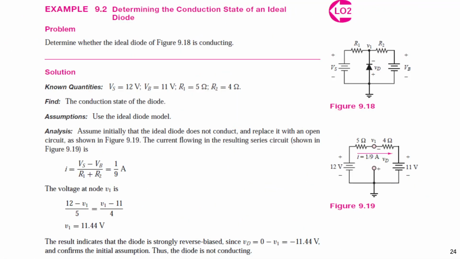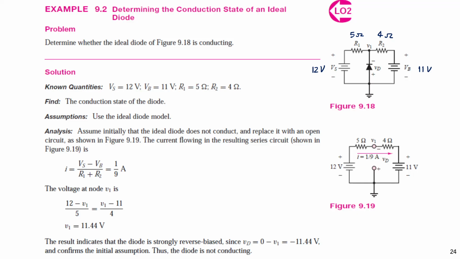Okay, see the next example, right? So determine the conduction state of an ideal diode. So we just assume the diode is in conducting mode or non-conducting mode, right? And this is the circuit of this example. Vs is 12 volt, Vb 11 volt, R1 is 5 ohm, and R2 is 4 ohm, right?